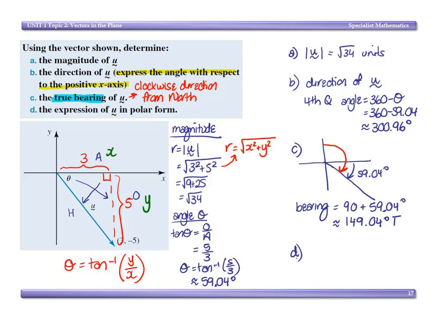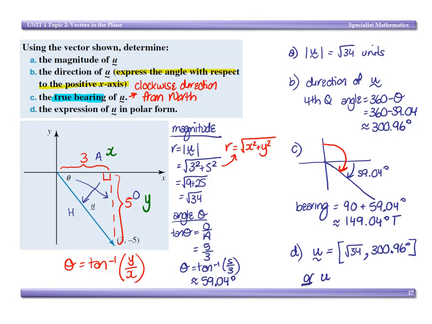Part D, our polar form for our vector is our magnitude, square root of 34, and then our angle, which is 300.96 degrees. You could also have square root of 34 and express that angle as the negative, so negative 59.04 degrees.